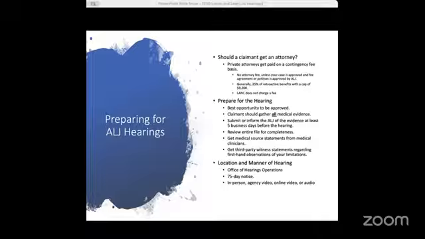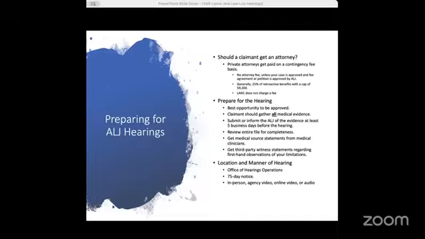You can appear in person. You can appear by agency video, which is when you go to one of your local offices, and the judge appears on a video, but you're going to be located at a Social Security office. You can appear by online video, which is done through Microsoft Teams, which is basically like Zoom. Or you can have an audio hearing, which is on the phone.